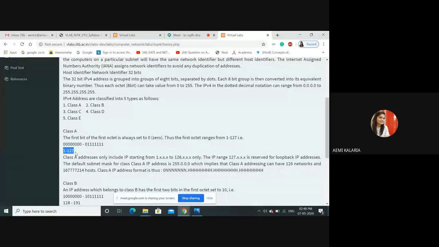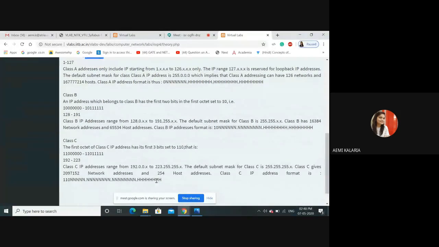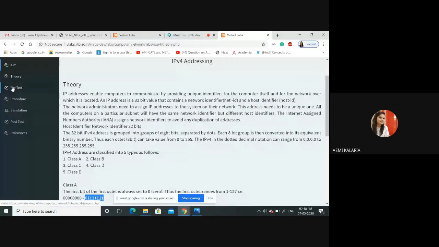This is the range they have discussed: 1 to 127, or 0 to 127 is also fine. This is the range also given. This is the first address, last address, and you can read these. I'll also share this link with you. But the main thing I want to show here is the pre-test, right?